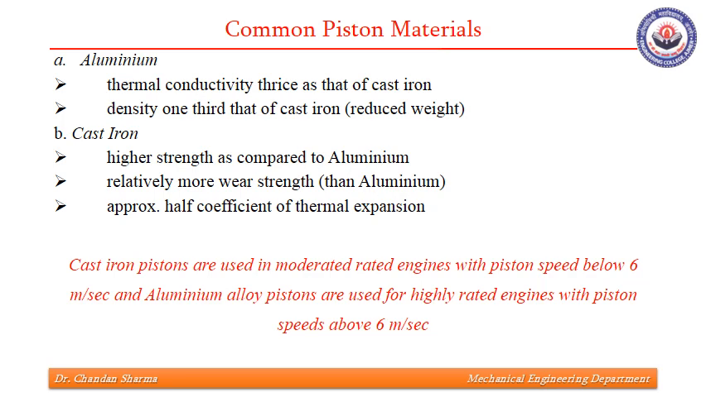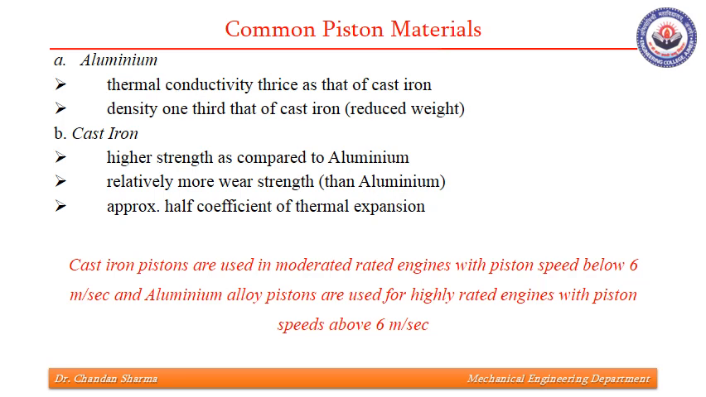After aluminum, other common material that is used for piston is cast iron. The cast iron is having higher strength as compared to aluminum. Its wear resistance is literally more than aluminum, and its coefficient of thermal expansion is approximately half of that of aluminum. So aluminum and cast iron are widely used piston materials, with their pros and cons.